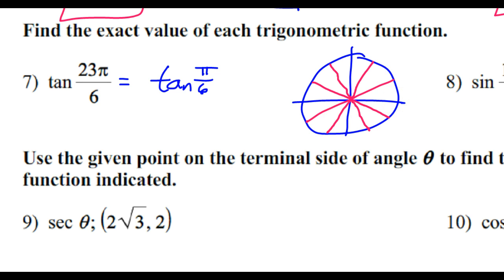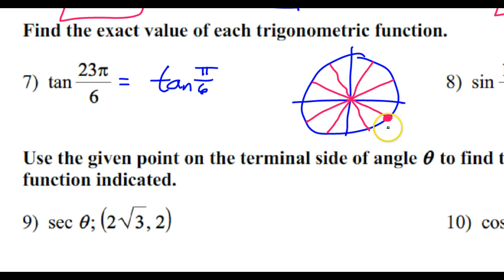Now, 1, 2, 3, 4, 5, 6, 7, 8, 9, 10, 11, 12, 13, 14, 15, 16, 17, 18, 19, 20, 21, 22, 23. All right, and it makes sense because 24 pi over 6 would have been 4 pi. Anyway, so this is where we land.